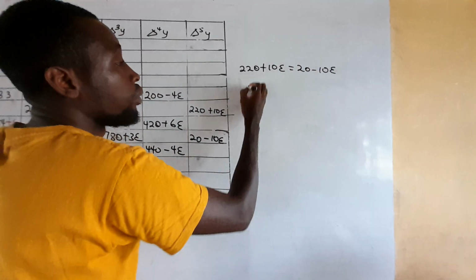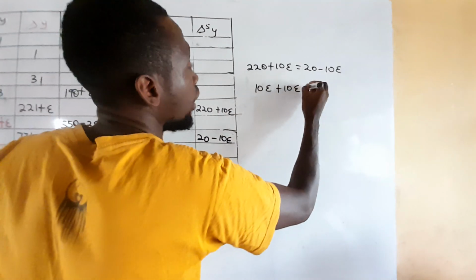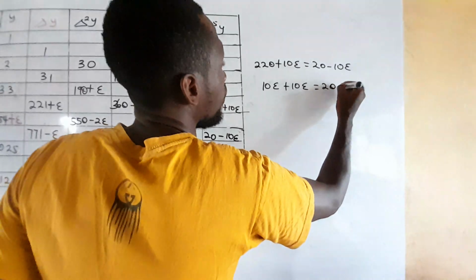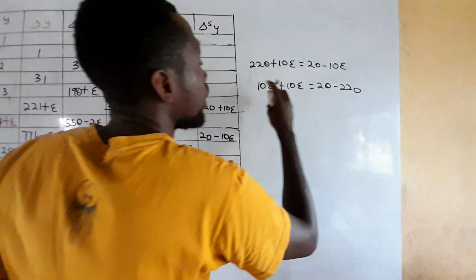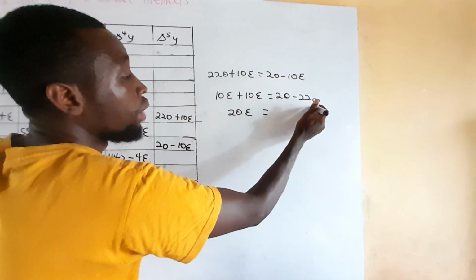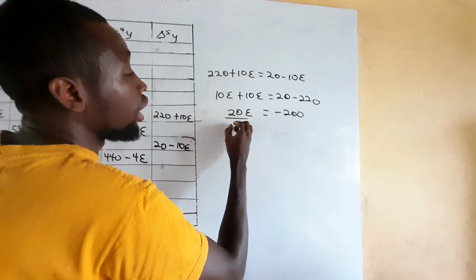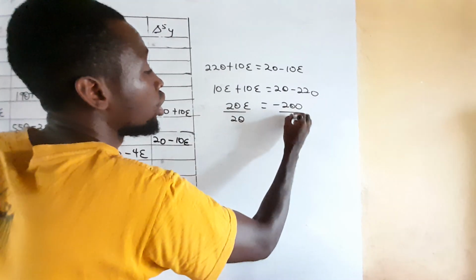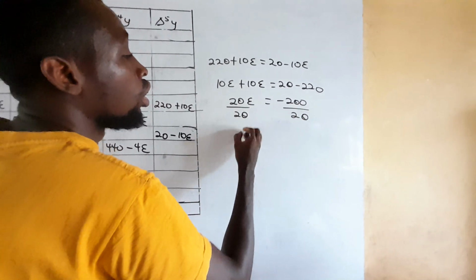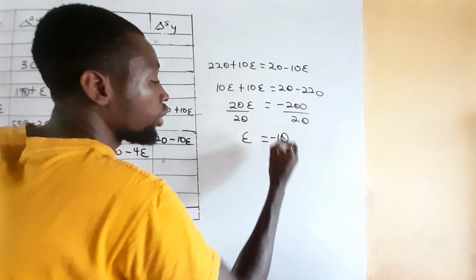We group like terms: 10 error plus 10 error is equal to 20 minus 220. 10 error plus 10 error will be 20 error. Then 20 minus 220 will be negative 200. We divide both sides by 20, and our error will be equal to negative 10.